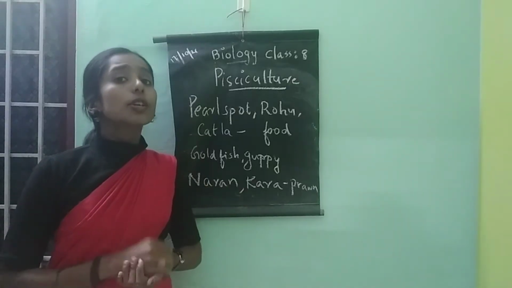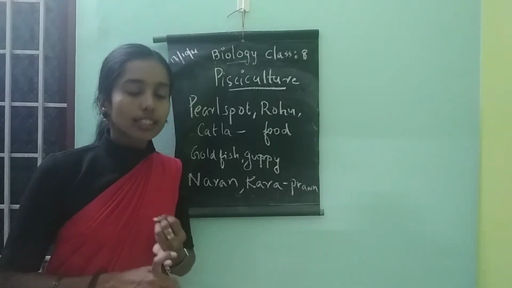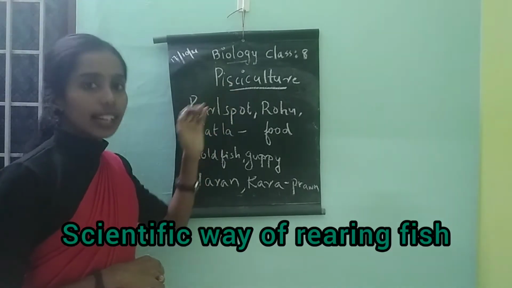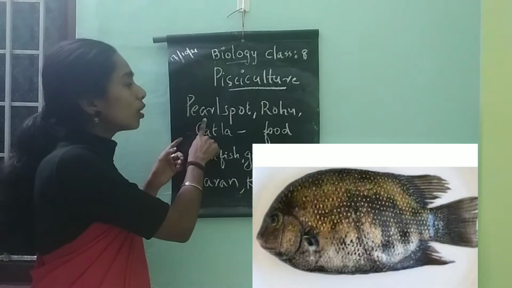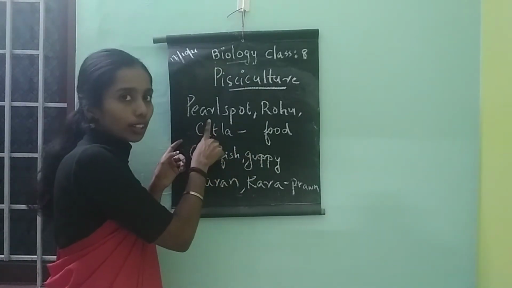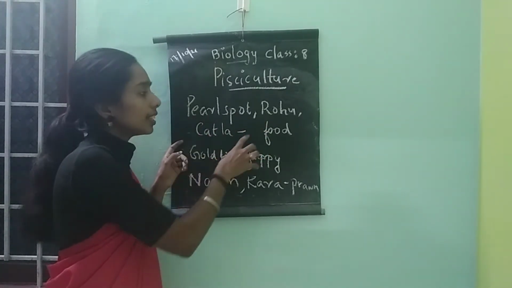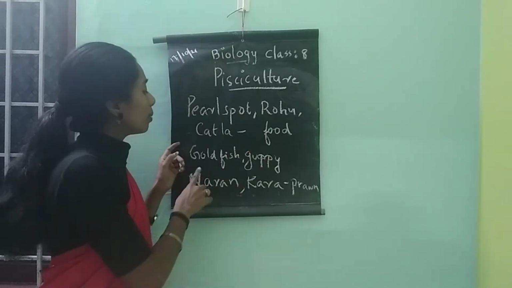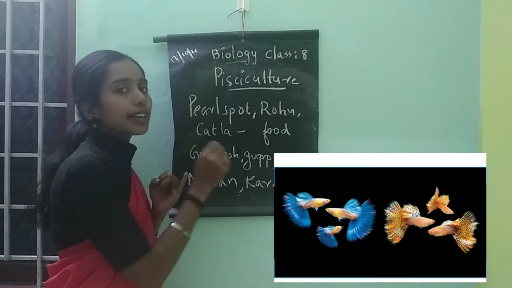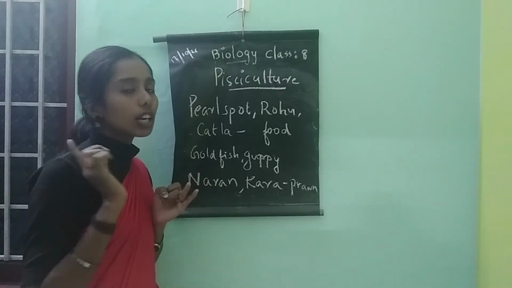Okay children, the next is pisciculture. It is the scientific way of rearing fishes, either in artificial tanks or in paddy fields. Here fish are reared. Pearl spot, rohu and katla are used for food. And you will be very familiar with goldfish, isn't it? Goldfish and guppy are used for ornamental purposes.